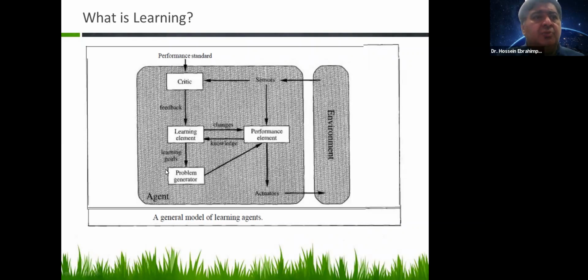Also, there are other parts. For example, another part is a problem generator. I'm not going to talk about it right now, but maybe later we can return back to this.